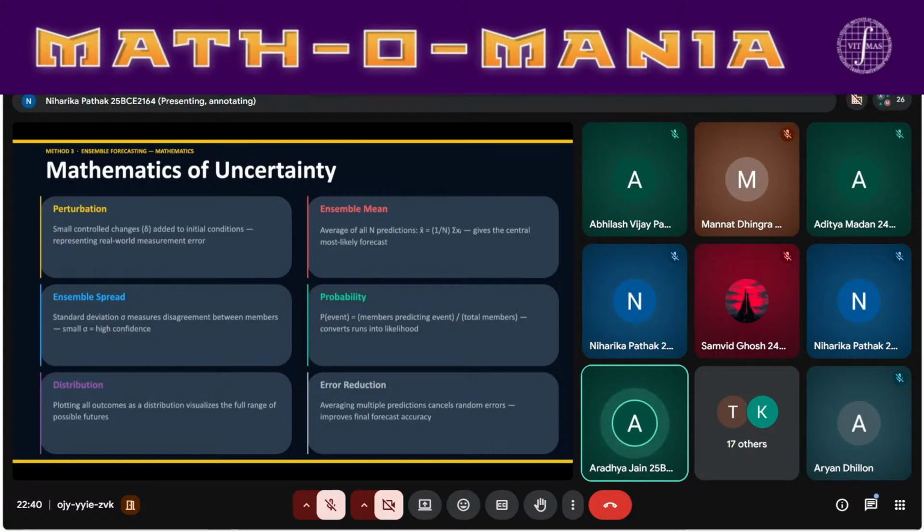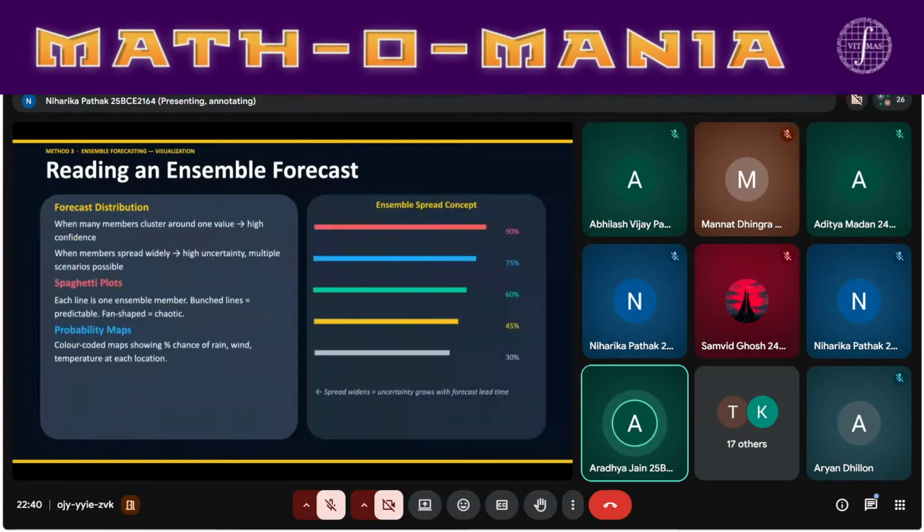So yeah, that improves the accuracy of the final forecast we have. Now let's move on to how we read all this forecasting. Let's first talk about the distribution which we talked about earlier. As I said earlier, when many members cluster around one value, that means high confidence, so high probability of that event. So let's look at the spread concept.